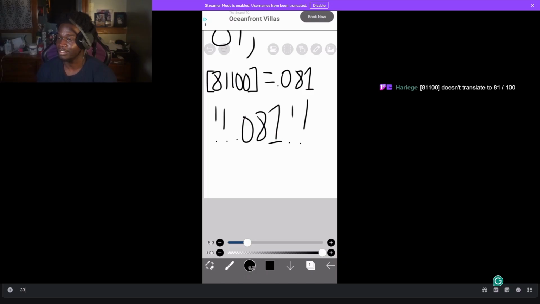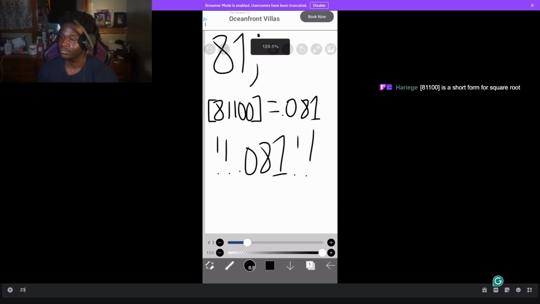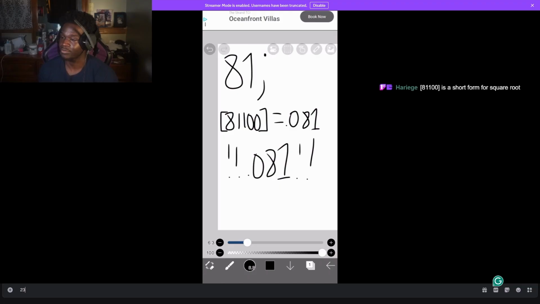He said 81,100 doesn't translate to 81 divided by 100. He's saying the division problem we just did before that doesn't translate to 81 divided by 100. He says it's a short form for square root.